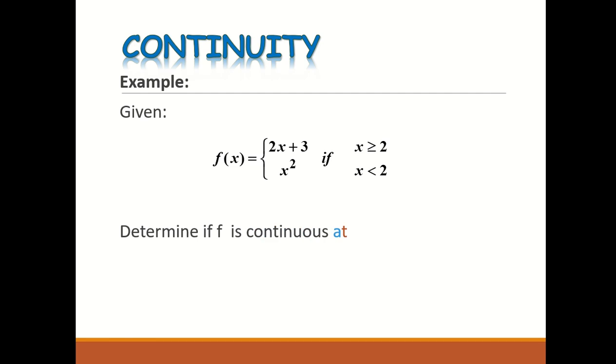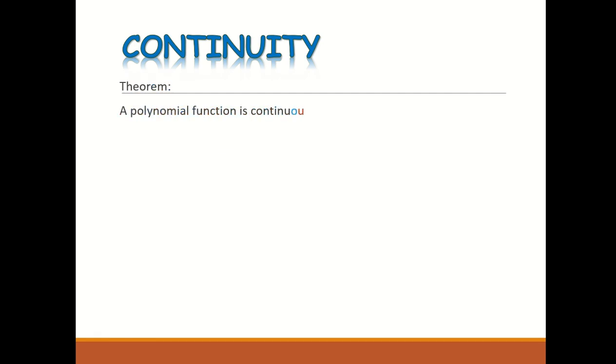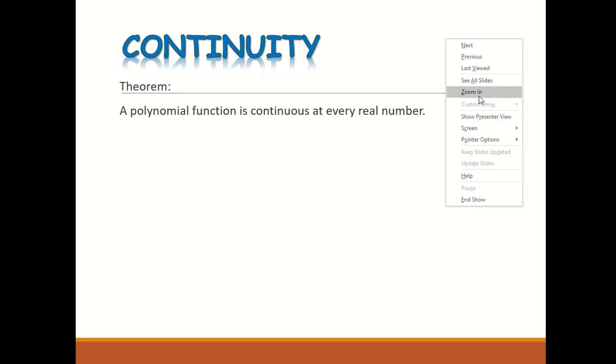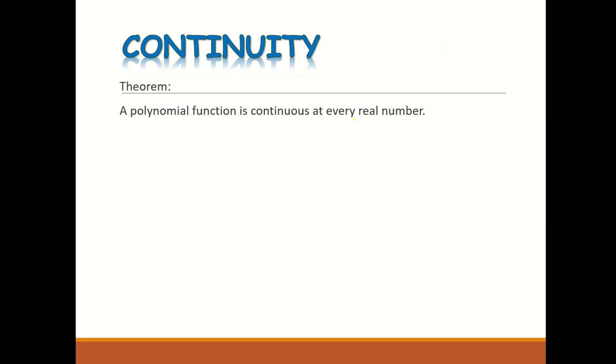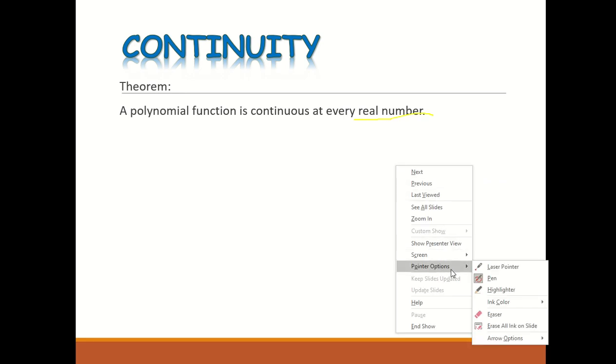Then I will proceed to another slide. We have here: a polynomial function is continuous at every real number. Do you still remember what a real number is? You just review what a real number is so that you can fully understand what this statement means, continuous at every real number. Real numbers are composed of the positive, negative, whole numbers, and so on and so forth.